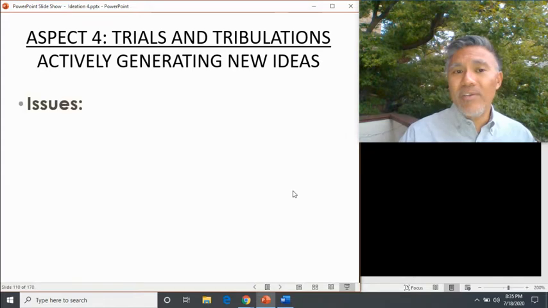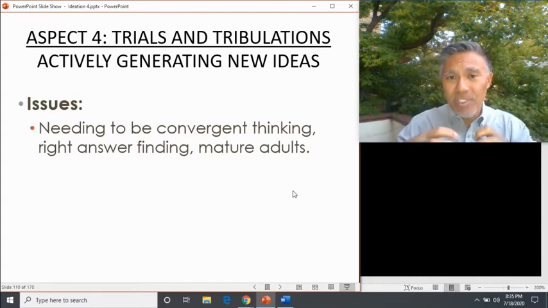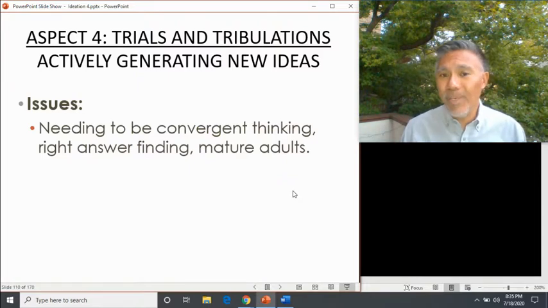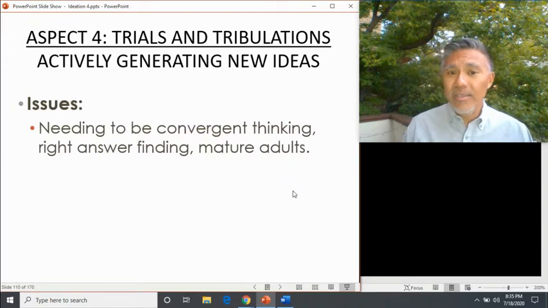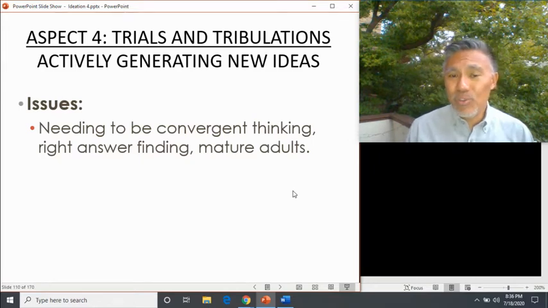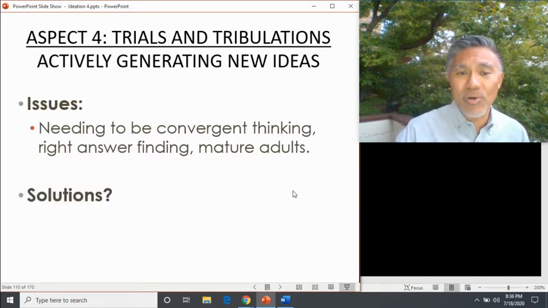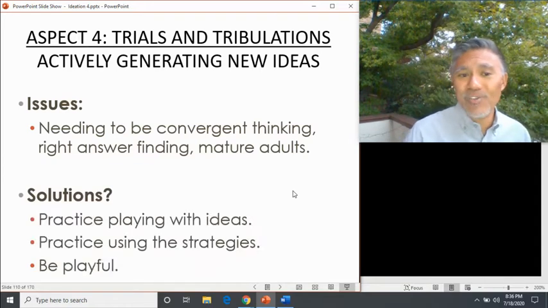So obviously, the difficulty for a lot of us, as you mentioned, is that we are conditioned as we get older to be convergent thinking, right answer finding mature adults. We're taught to go for the one right answer, which limits our access to multiple ideas. We're told to not make errors, to avoid making mistakes, which means we're not very interested in exploring. And we think we're supposed to be mature adults. Well, being mature is the opposite of what's necessary in this stage of the process, because what's necessary is to be like a kid, like we mentioned earlier. That's the only way to properly use these strategies.